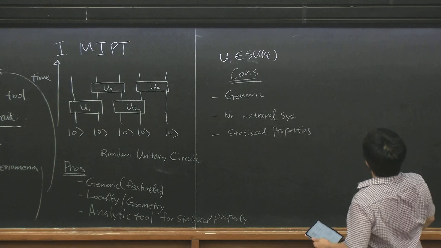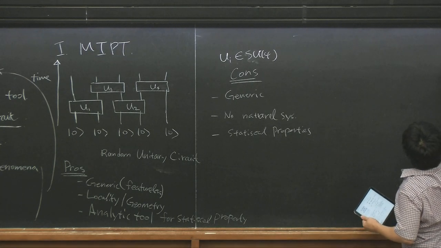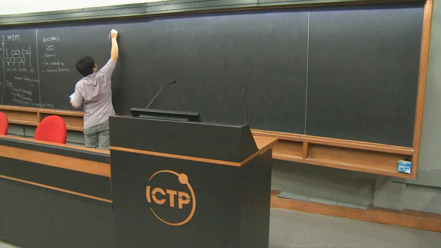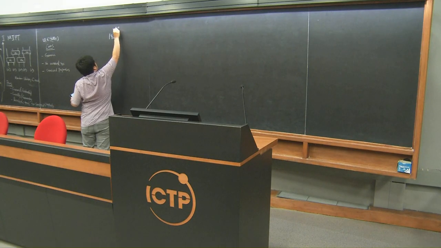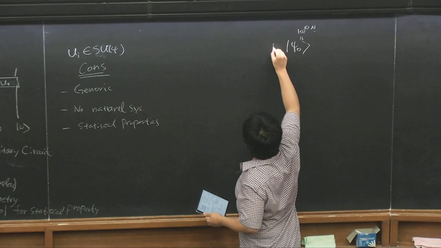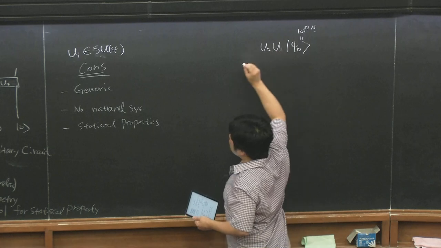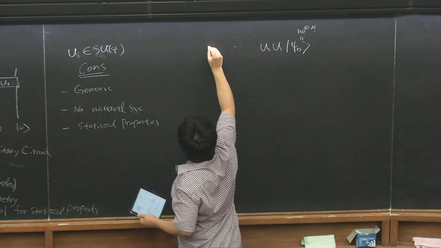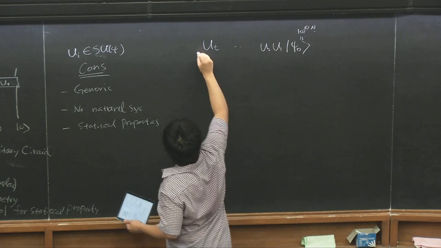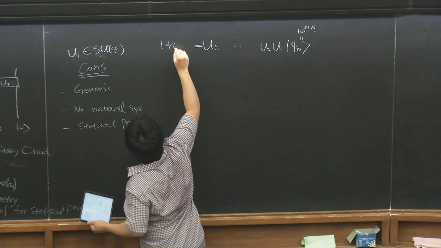Under these dynamics, our wave function evolves, starting from some psi zero. In our case, we are choosing this to be zero to the power n, where n is the number of qubits. And then you apply U1, then U2, these are unitary evolutions, all the way up to some UT. And this defines the quantum state at time t.